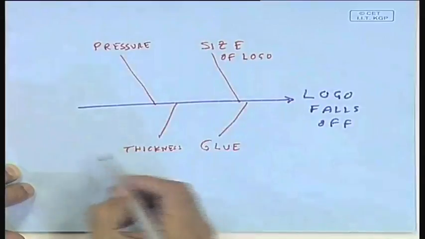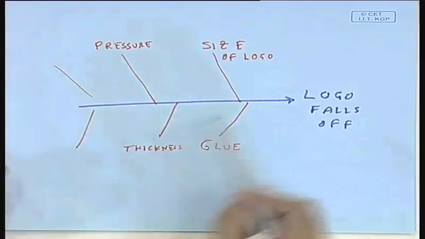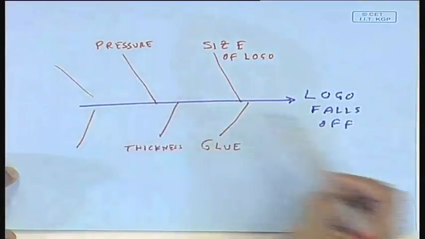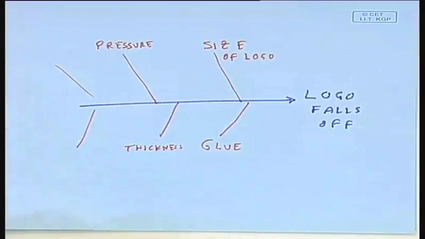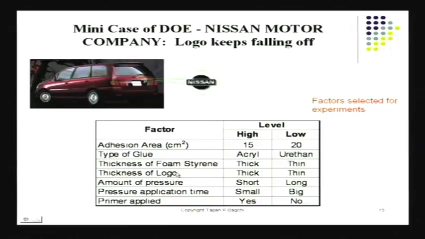Any of these things, and there may be many other factors also, might be affecting this. Since any of these and perhaps their interaction might be causing this problem, what we really have to do is conduct an experiment. For that we come back to the slide again, and notice I've got these variables. Addition area, the area over which you apply the glue, type of glue that I use, thickness of the foam styrene which is there between the card and the logo, because the logo is metal and you don't want to damage the card, thickness of the logo itself, amount of pressure that I apply in trying to make sure I stick the logo firmly enough, and I let it dry, let it set, then I remove my hand.